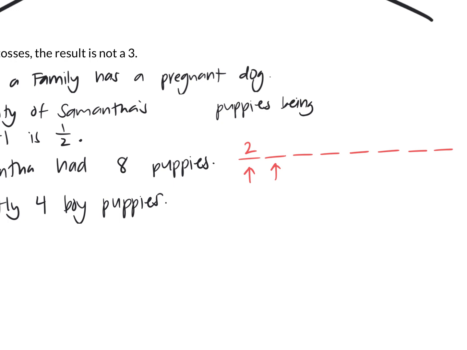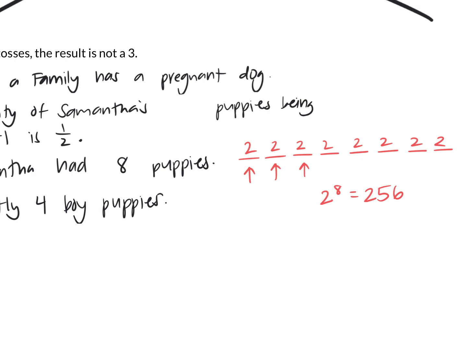This puppy could also have 2 options. It could be a boy or a girl. These could all be just boys or girls. So we have a total of 2 to the 8th power, which equals 256. Okay? So there's a total of 256 ways that Samantha could have these puppies.